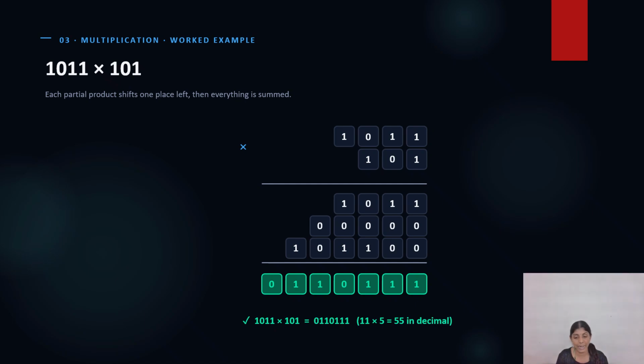So sum, I have written it as 0. Carry, I am taking it to the next bit. So 1 plus 0, 1. 1 plus 0, 1. The last bit again it is 1. Okay. So what is the resultant I got? 1, 1, 0, 1, 1, 1.